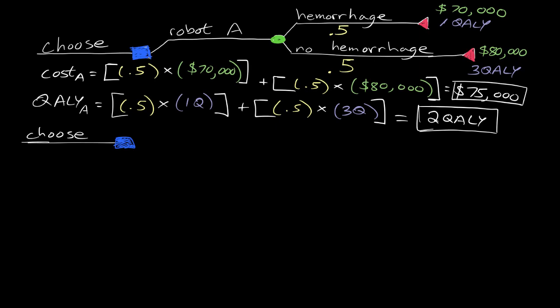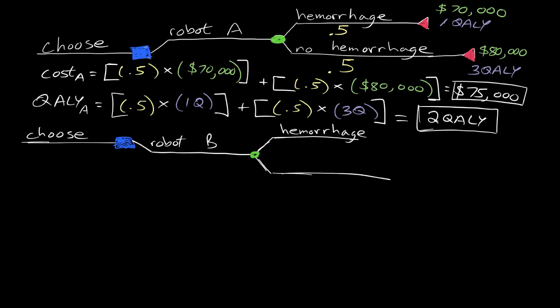Now this is the bottom half of the tree. So the bottom half of the tree is where we choose robot B. And this one's no longer going to be a simple average, because the probabilities of hemorrhage and no hemorrhage will be different from one another. For robot B, it's going to be what's called a weighted average. A weighted average is just like a simple average, except the probabilities become weights that weight the cost and the quality more towards the hemorrhage or no hemorrhage branch. Whichever one has the higher probability weight, that's what it's going to be closer to.